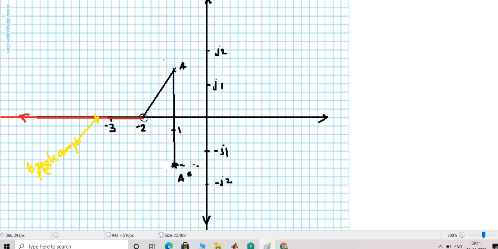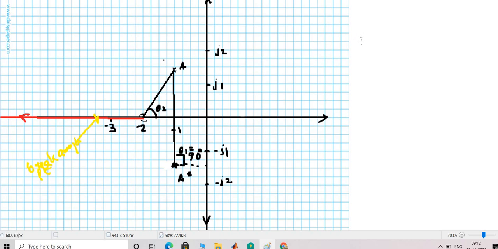So here we know that the angle corresponding to this angle will be 90 degree, theta 1, that is equal to 90 degree, and this angle theta 2. In order to find out theta 2, you can measure the angle theta 2 using protractor.